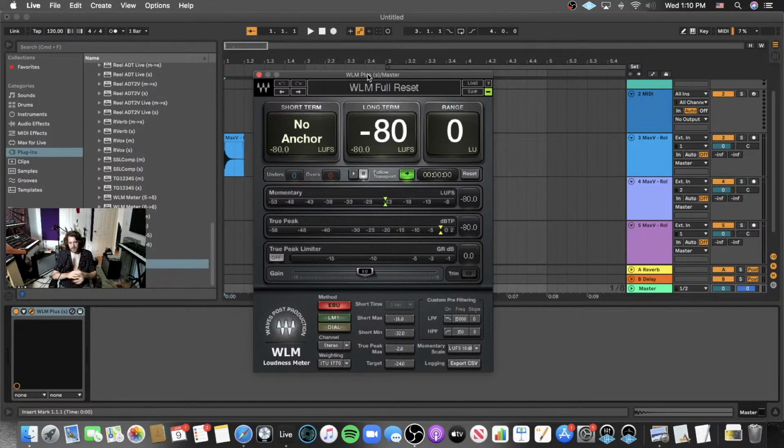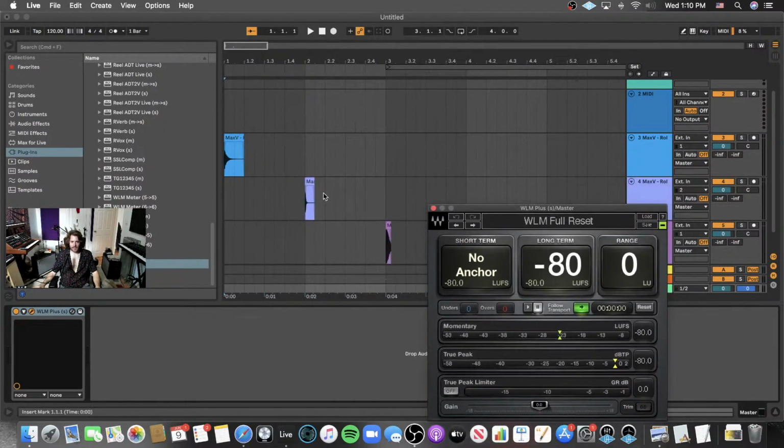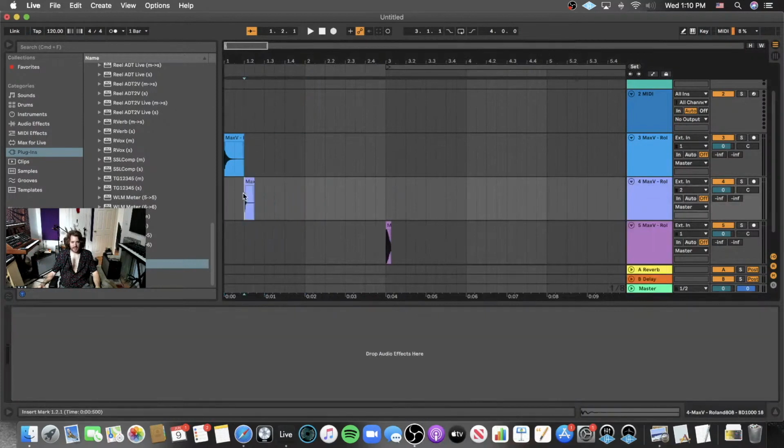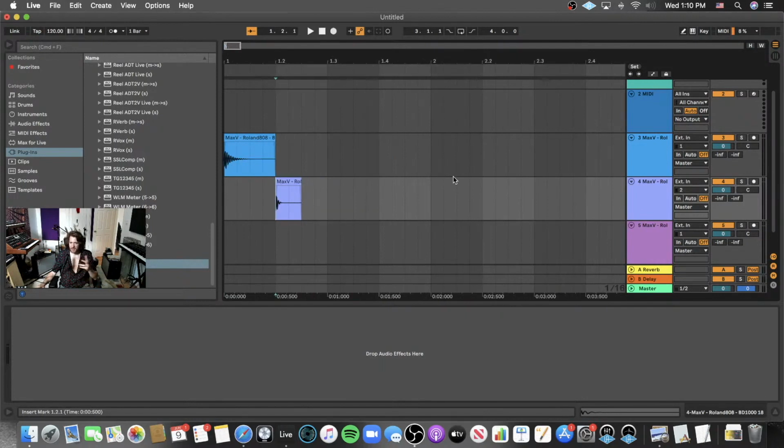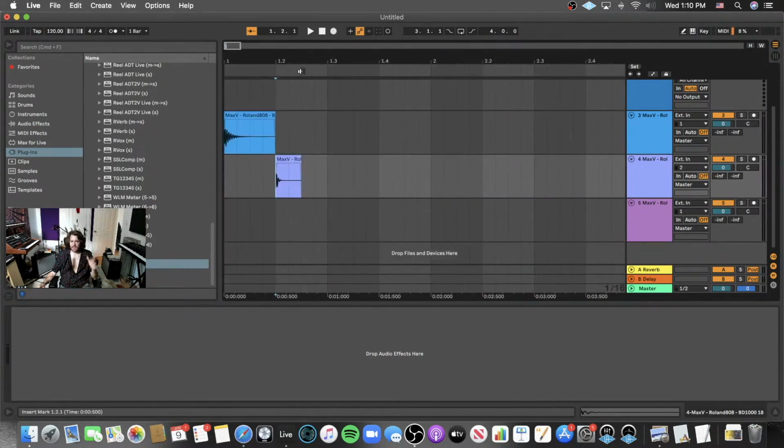Well, on the most basic level, perceived loudness is the way that the human ear interacts with tonal balance. So, for instance, if I play you two kicks in sequence right after each other, which as we can see are pretty much the same volume, but they're different samples, you're going to notice that there's going to seem like there's a difference in volume.